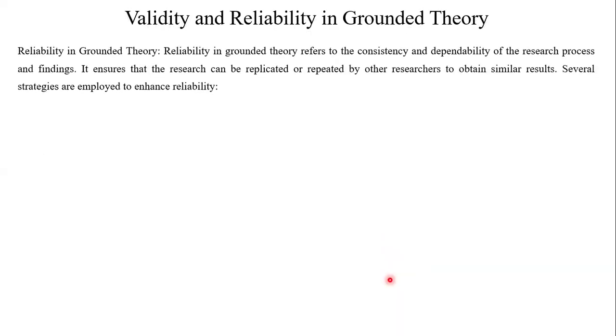So what is reliability and how is it verified using grounded theory? Reliability in grounded theory refers to the consistency and dependability of the research process and findings. It ensures that the research can be replicated or repeated by other researchers. So reliability means that whatever you have researched using a qualitative procedure, it can be replicated or repeated by other researchers to obtain similar results. Several strategies are employed to enhance reliability.